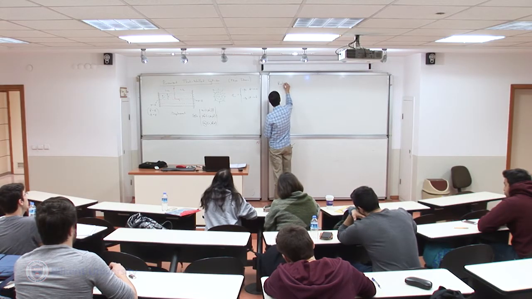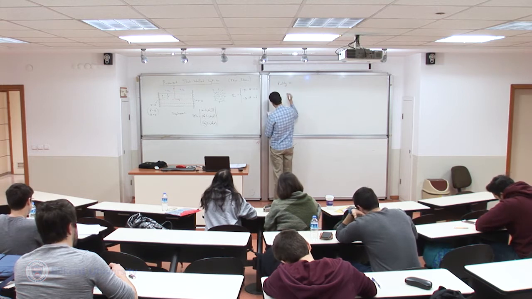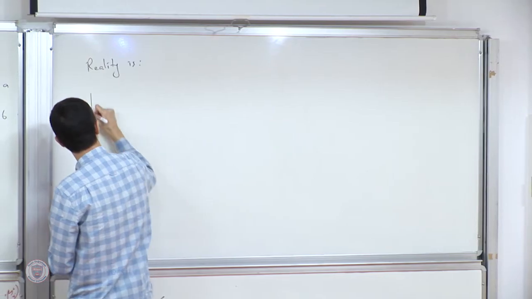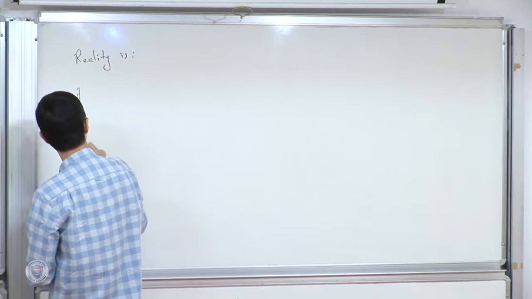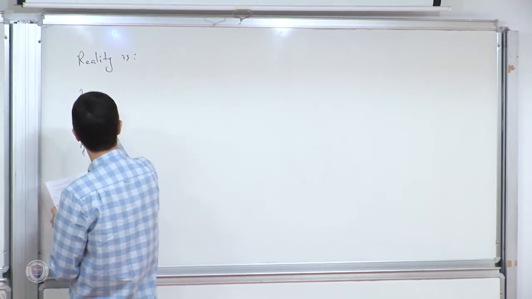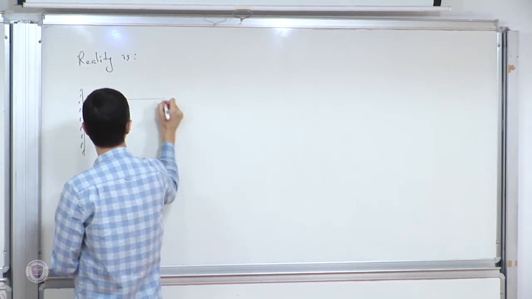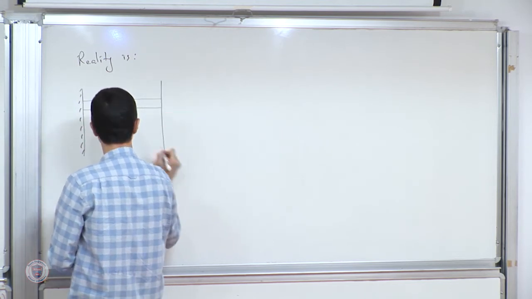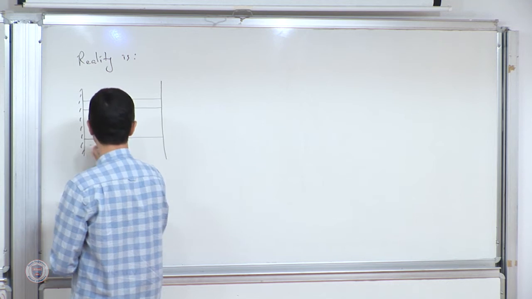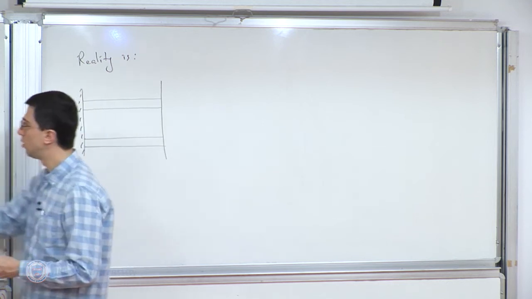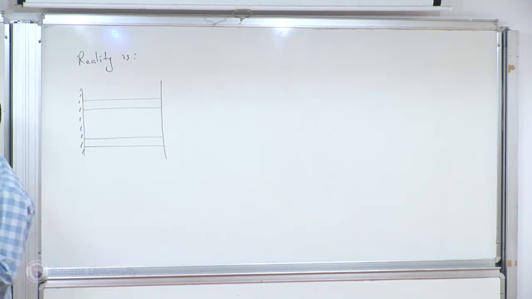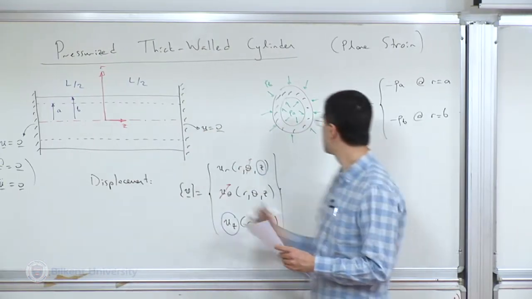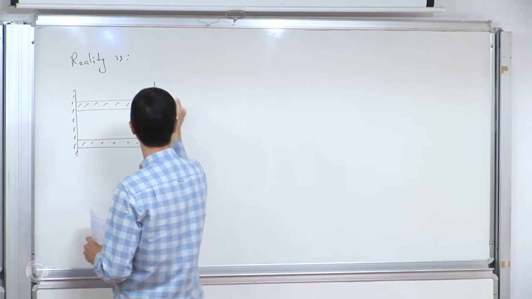So the reality of the deformation, let's say, is the following. And I will exaggerate the situation with sort of a short cylinder. Okay, and I'm taking a cut along the axis of the cylinder, and that's what I see. That's the cross section.